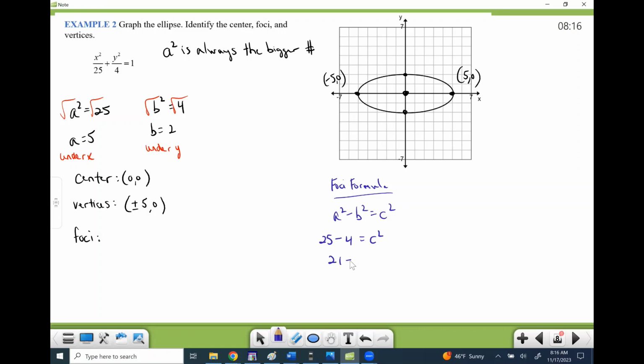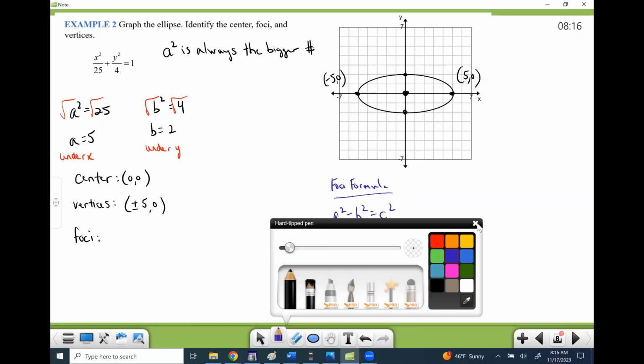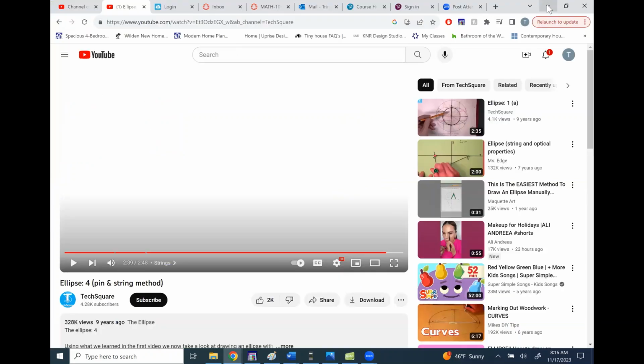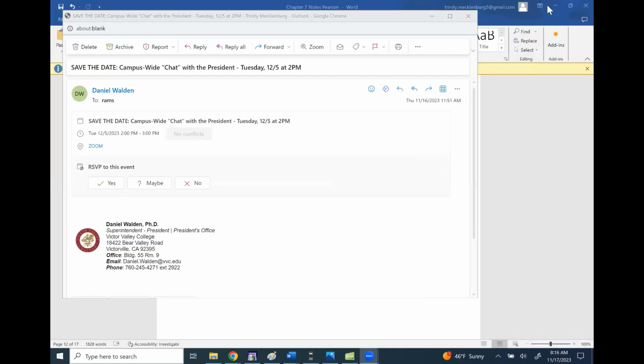So that gives us 21 equals c squared. So we're going to go ahead and square root, and we get that c equals plus or minus the square root of 21. Let's see how big that is.